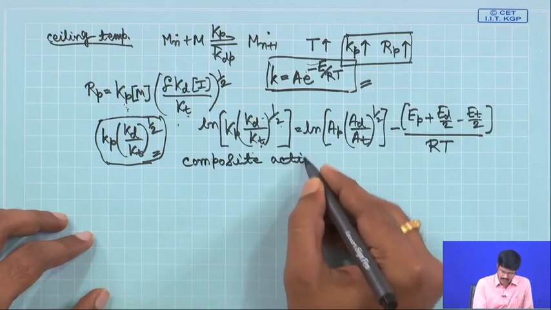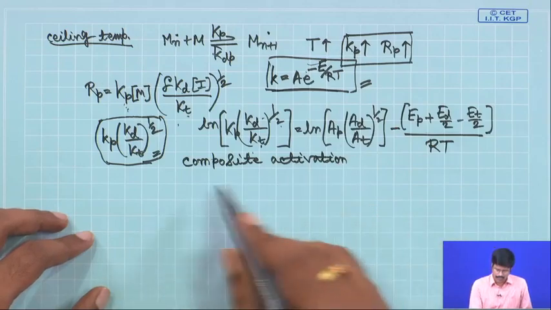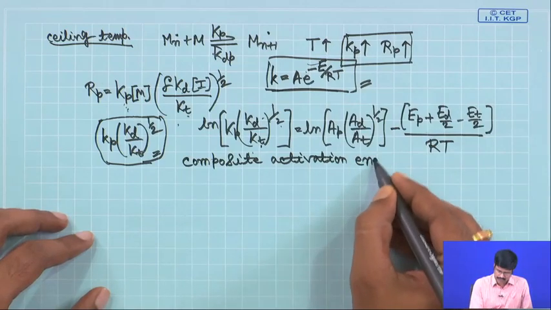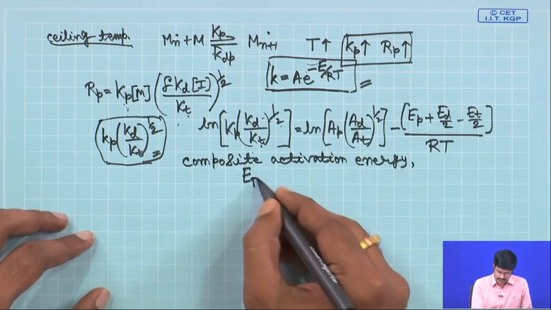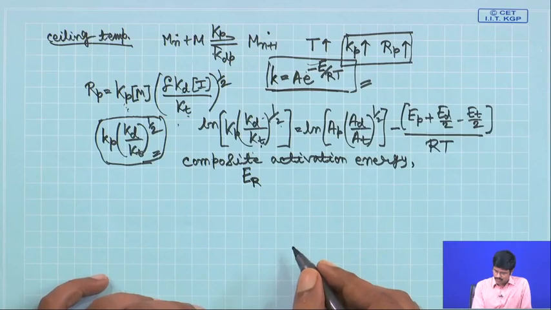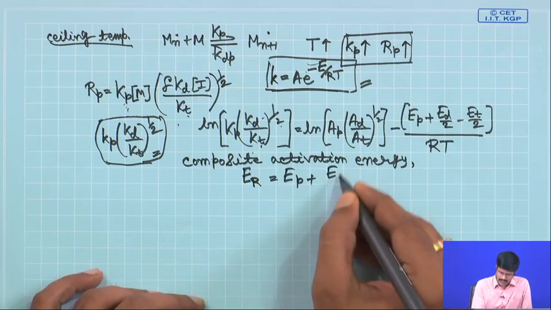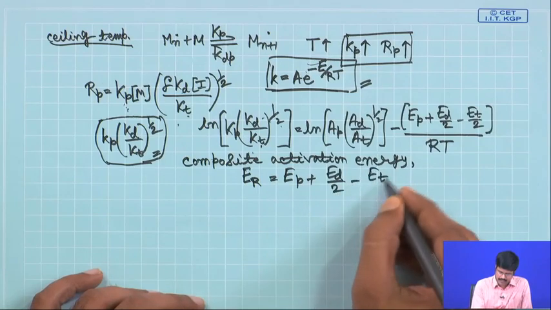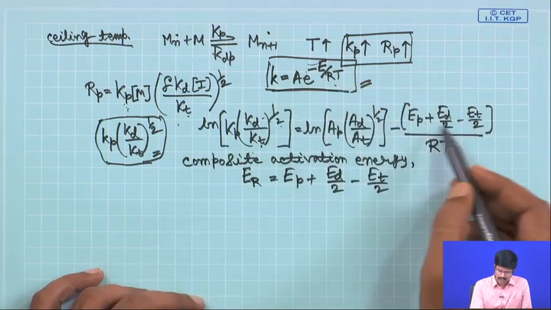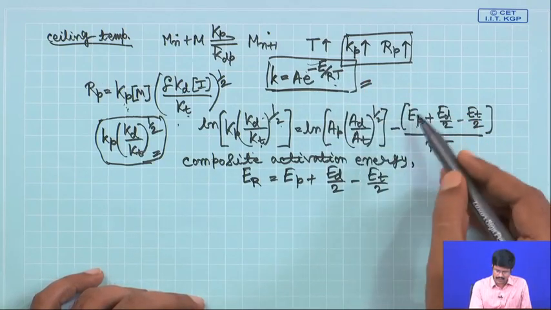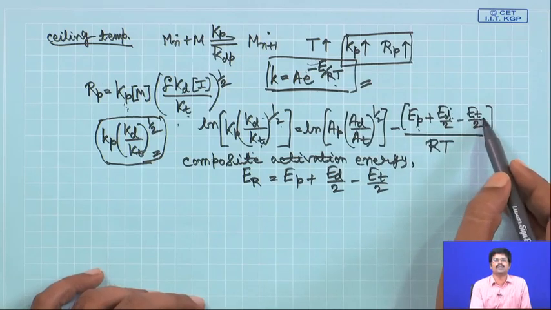that we have to look for when we are trying to see the temperature dependence of the rate of the reaction. So, the composite activation energy, let us say ER, the energy of activation of the reaction, will be equal to Ep plus Ed divided by 2 minus Et divided by 2, in keeping with minus E by RT. Here Ep is the activation energy for propagation, Ed is the activation energy for dissociation, and Et is the activation energy for termination.